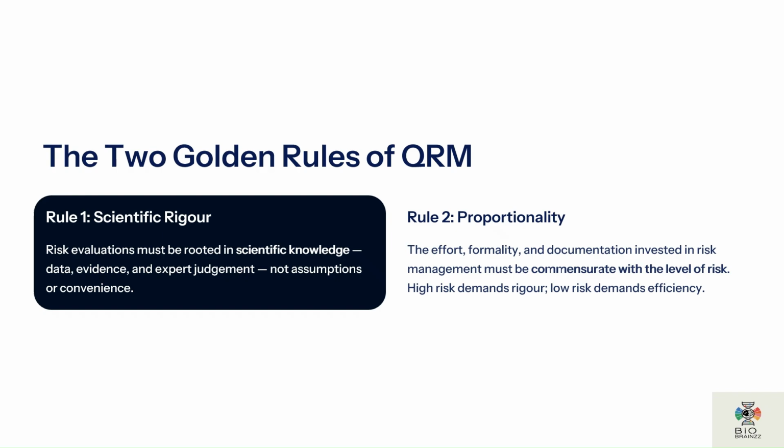There are two fundamental principles in quality risk management. The first principle is scientific rigor. Risk decisions should be based on scientific evidence, historical data, experiments, observations, and expert knowledge. Assumptions and personal opinions should never be the basis for risk assessment.